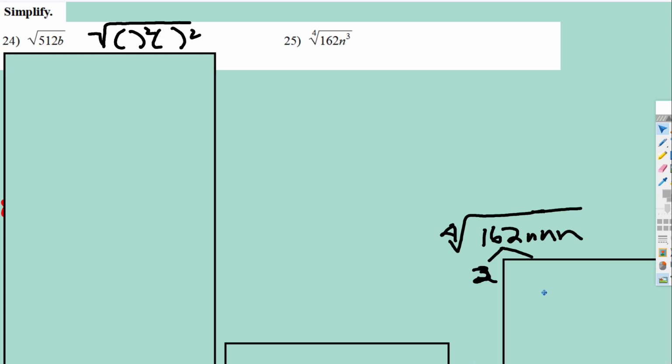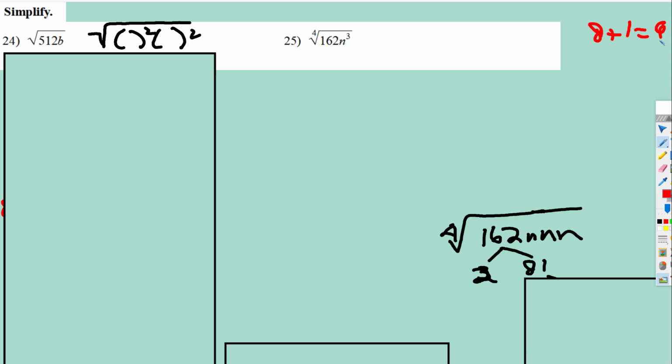So 162 is even, so 2 times 81. Now 81, if you add up 8 plus 1, you get 9. So I know that because 3 is a factor of 9, 3 is a factor of 81. So divide 81 by 3, you get 27. 3 goes into 27, 3 times 9, and then 3 times 3. And then look at, you have 3 four times, or 3 to the fourth power.